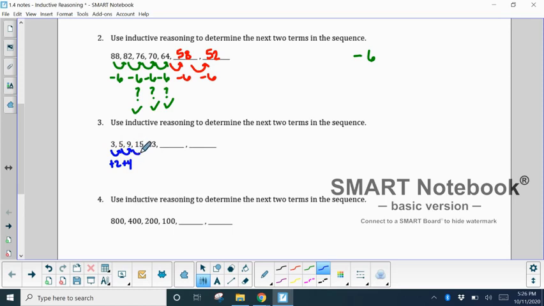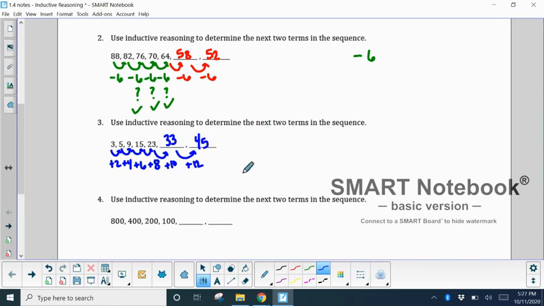And then if I want to do 9 to 15, I would have to add 6. And then if I want to do 15 to 23, I would have to add 8. So if you notice, what we're adding are even numbers. We had 2, then 4, then 6, then 8. So the next number that we would add would be 10. So 23 plus 10 will give me 33. Then the next even number after 10 would be 12. So 33 plus 12 would give me 45.